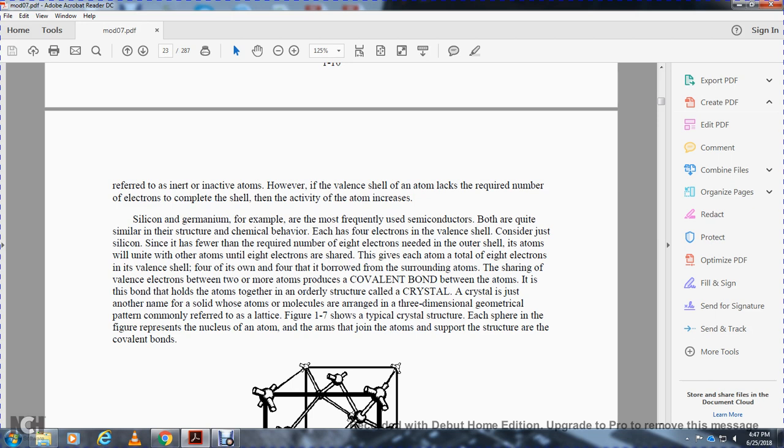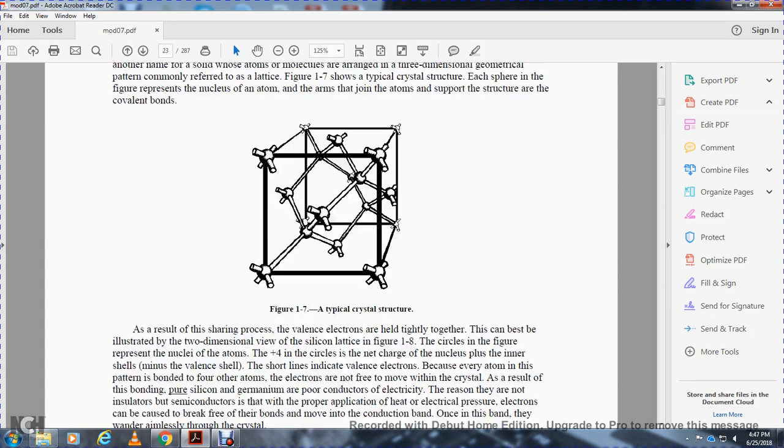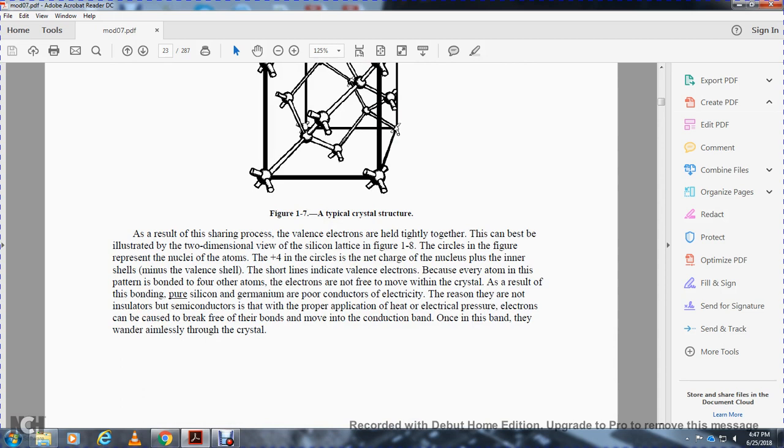Crystal is just another name for a solid whose atoms or molecules are arranged in a three-dimensional geometric pattern, commonly referred to as a lattice. Figure 1-7 shows a typical crystal structure. Each figure is representative of the nucleus of an atom, with the arms joining the atoms representing the covalent bonds. As a result of the sharing, the valence electrons are held tightly together, so it is best to illustrate a two-dimensional view of the silicon lattice.